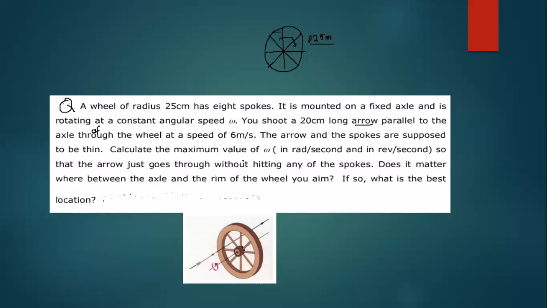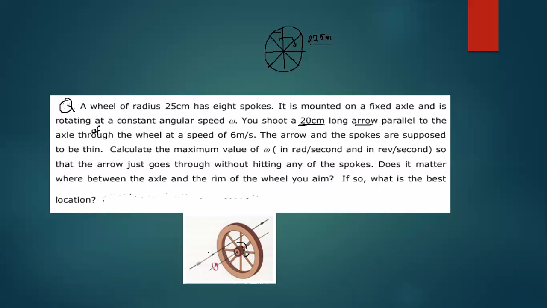So we shoot an arrow, as you can see in the diagram here. We shoot an arrow through these spokes, and then this arrow should be 6 meters per second. That's the velocity of the arrow. So while this wheel is rotating, we shoot an arrow. The idea is we don't want this arrow to hit any of the spokes. We want this arrow, which is of a distance, the length of the arrow is 20 centimeters. That's the length of the arrow.